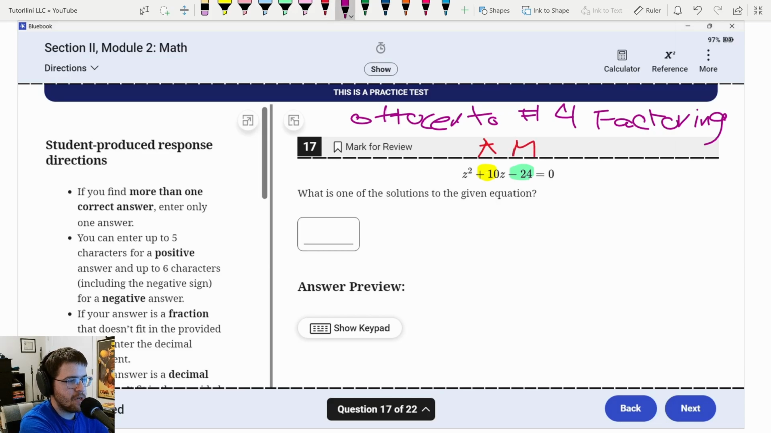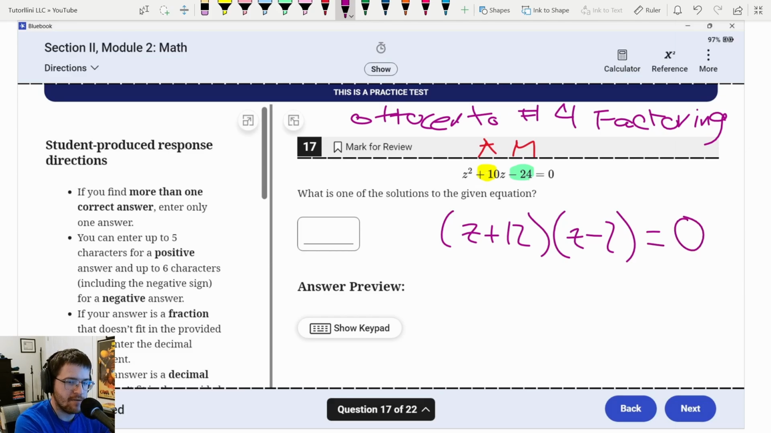Well, the two numbers that do that, I believe, are 12 and negative 2. So I'm going to write z plus 12 times z minus 2. Let's just double check. 12 times negative 2 is negative 24. 12 plus negative 2 is 10. Looks good. So now I'm going to use the zero product property.